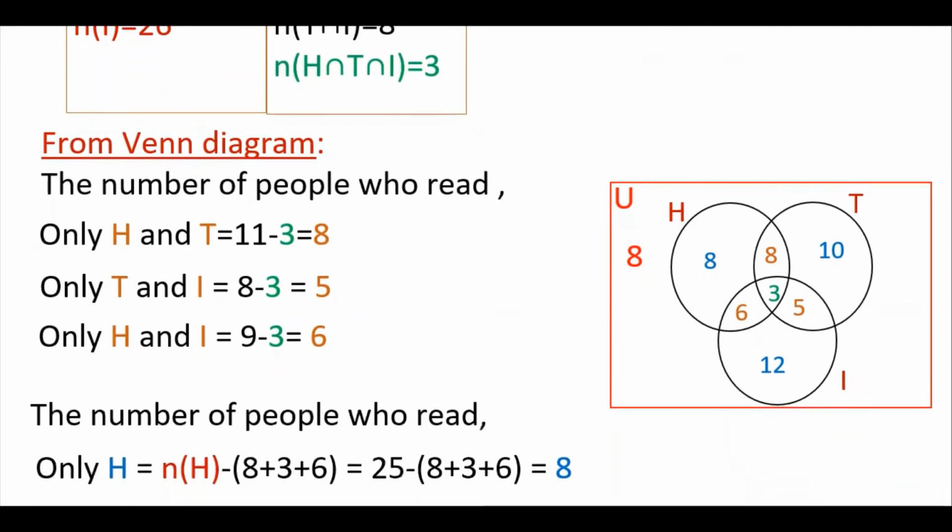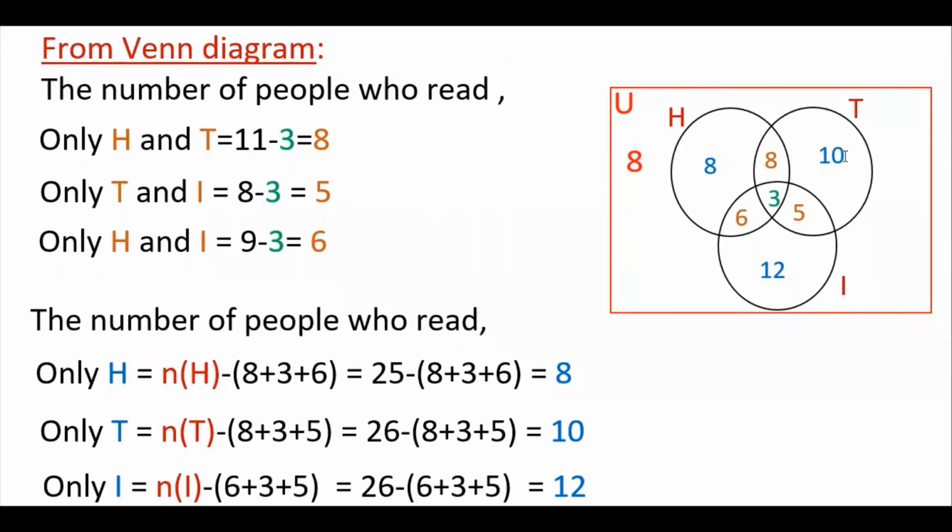And once you find that, then you have to find these values. So the number of people who read only H means this value. So this you have to find by n(H). n(H) means this full. So n(H) minus, if you subtract these 3 values from this, then you will get this value, right?